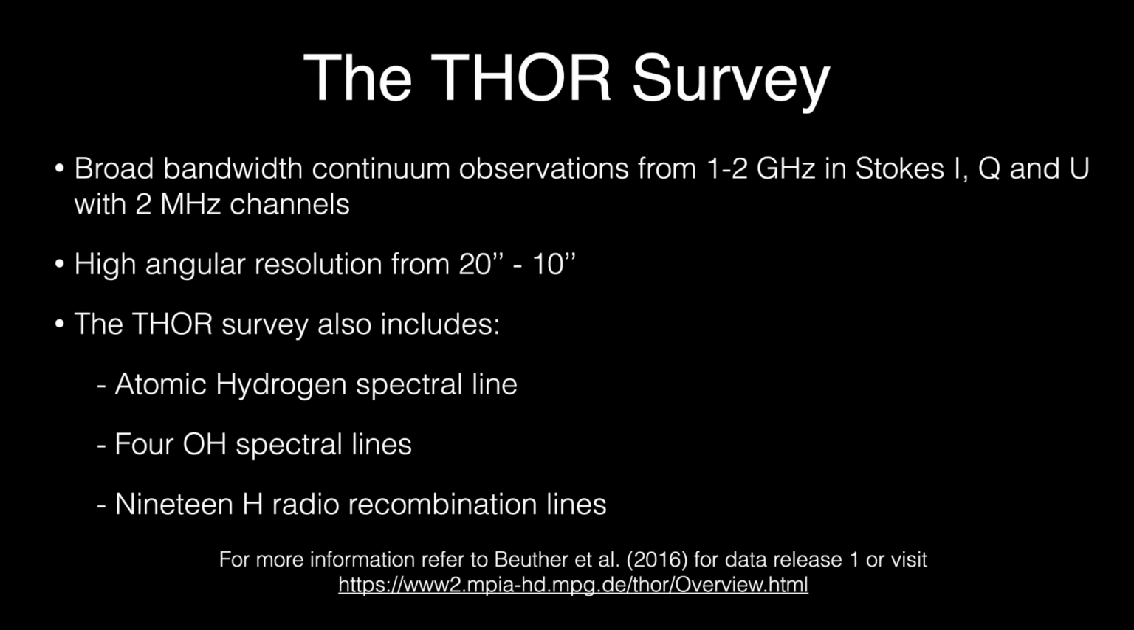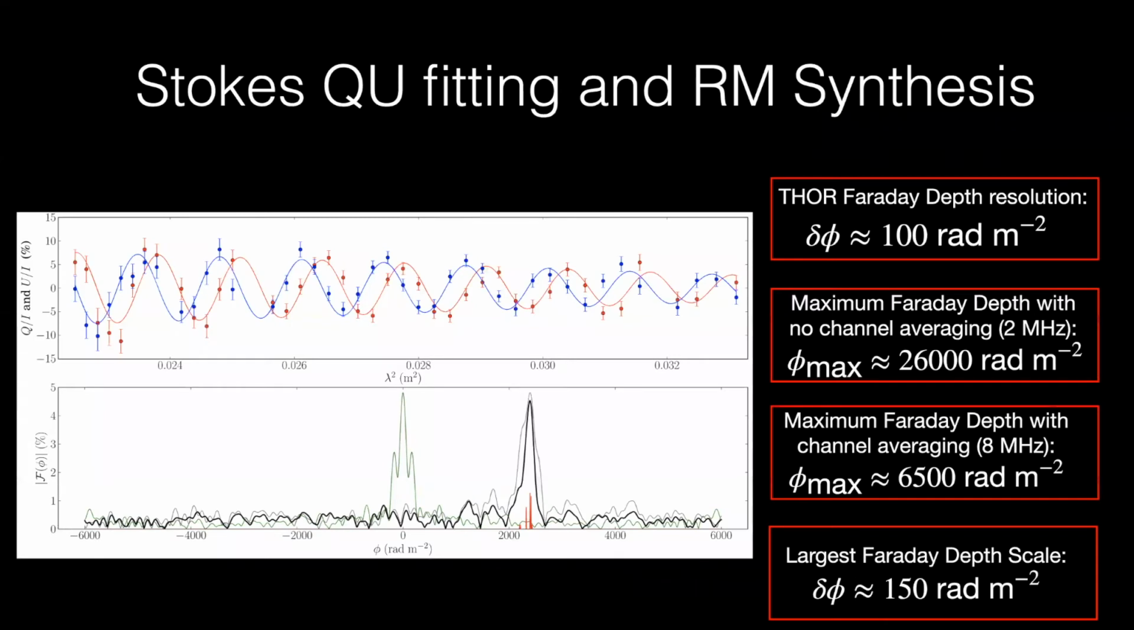The results presented in this talk were derived from the continuum observations. So for more information on the survey and other works, please visit the website or check out the first data release paper. We use two methods to investigate polarization and Faraday rotation from Thor. These methods are Stokes Q fitting as shown above, as well as RM synthesis and RM clean shown in the below panel.